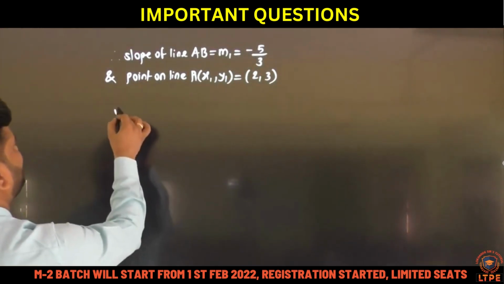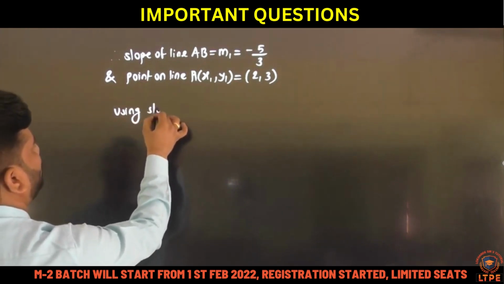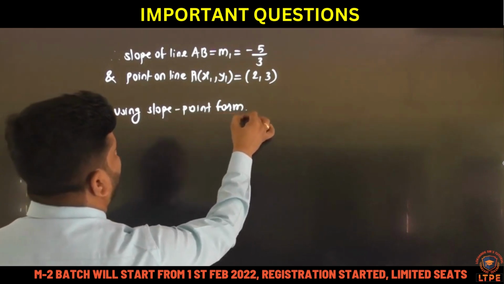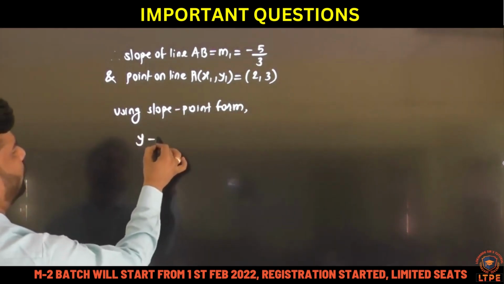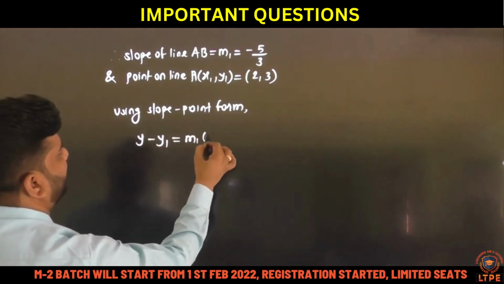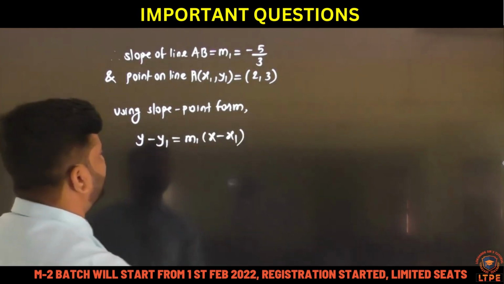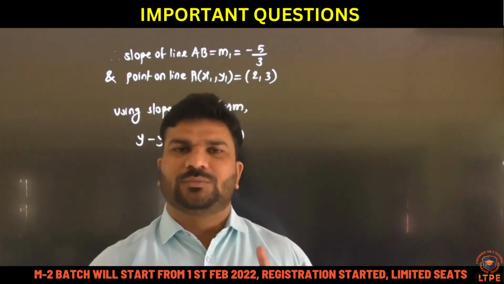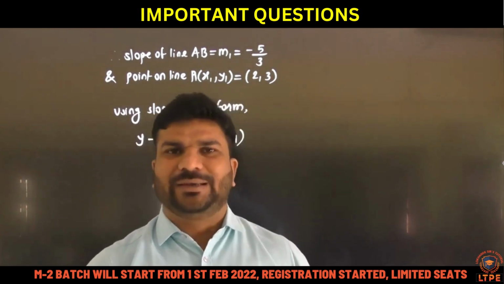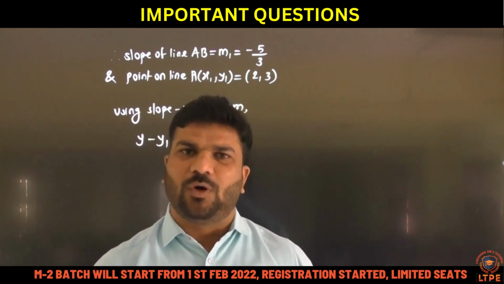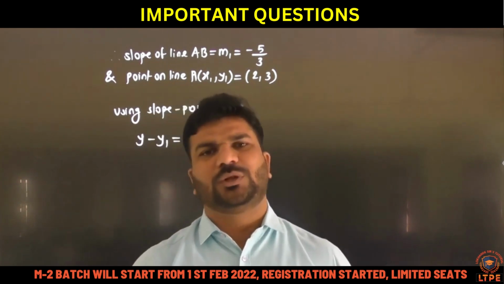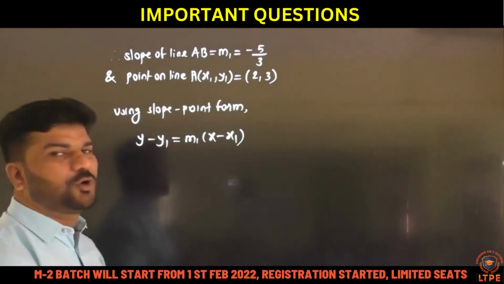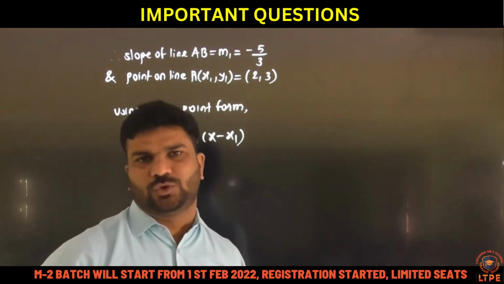Hence, using the slope point form. So what is the slope point form? y minus y1 equals m times (x minus x1). So this is the slope point form. There are several forms: 2-point form, slope point form, slope intercept form, double intercept form and polar form. From these we can use the slope point form here, because the slope and a point of the line are known to you.